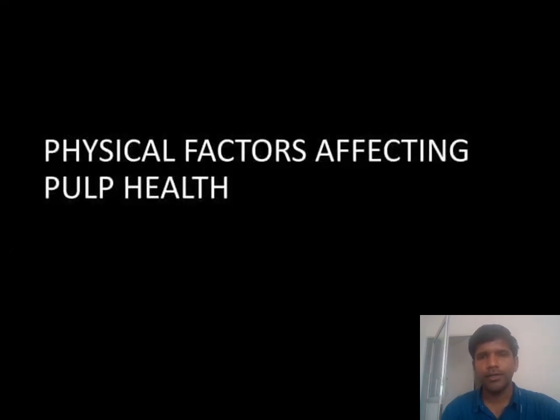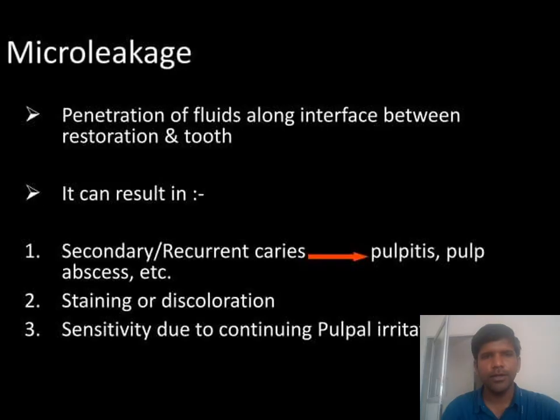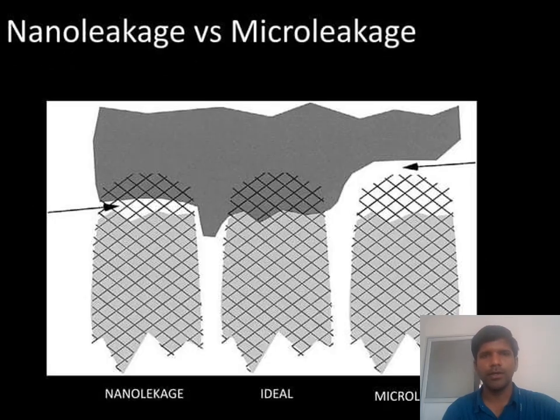Coming to the physical factors affecting pulp health, it is microleakage. Here, the penetration of fluids along the interface between the restoration and tooth is seen. It can result in secondary or recurrent caries, pulpitis, pulpal abscess, etc. It can also cause staining or discoloration, and sensitivity due to continuing pulpal irritation.